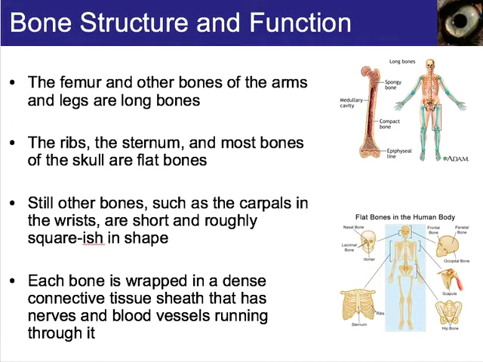The femur, which is found in your thigh, and other bones of the arm and legs are called long bones because literally they're long bones. The ribs and sternum and most bones of the skull are flat bones. So if you look at ribs and the sternum, which is the bone that connects all your ribs together, those are all flat. And still other bones, such as your carpals, which are in your fingers and the wrist, are short and roughly squarish in shape. Each bone is wrapped in a dense connective tissue sheath that has nerves and blood vessels running through it.